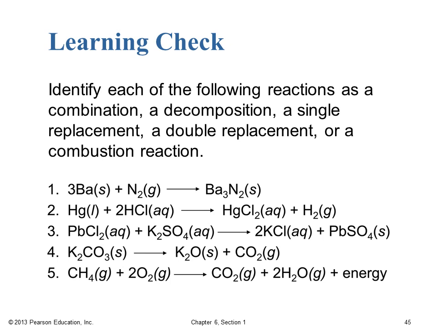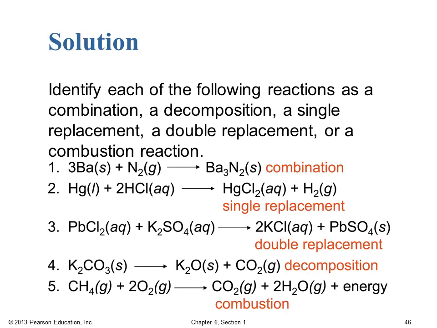Number 4, you have 1 reactant, and it's decomposing and breaking apart into 2, so that's going to be decomposition. And then number 5, we have a carbon-containing compound reacting with oxygen to produce carbon dioxide and water and energy. So that one is combustion for number 5. So there it's written out for us.